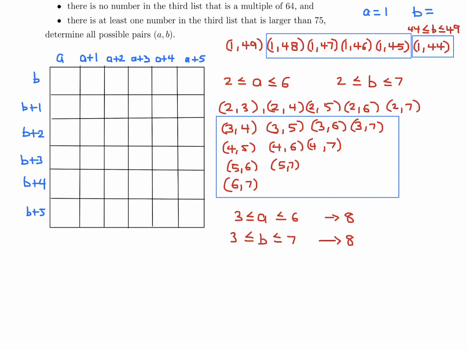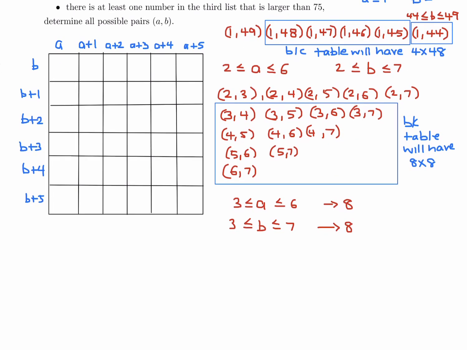So to recap, we eliminated these top ones because the table will have a 4 times 48, and that's a multiple of 64. We eliminated these guys because the table will have an 8 times 8, which of course is 64. All right, so we are done with that one. So how many do we have left? We have 149 and then those 2's. All right, so now we're down to 6.